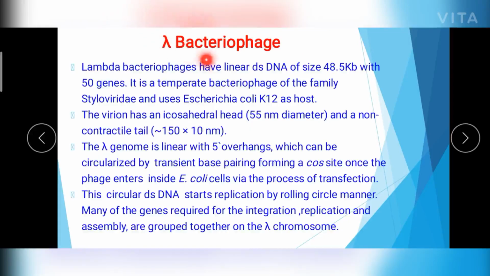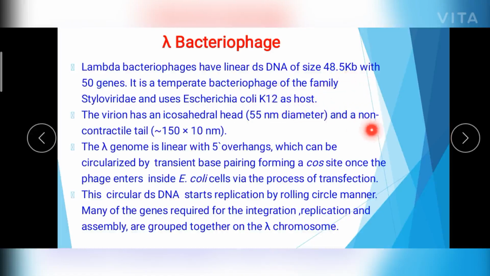Next, coming to the actual example which you are going to study, the lambda bacteriophage. This bacteriophage is selected for gene cloning because it is easy to transfect the bacterial cell and it has the ability to accommodate large size DNA molecules. The lambda bacteriophage has linear double stranded DNA, and the size is 48.5 kb with 50 genes.